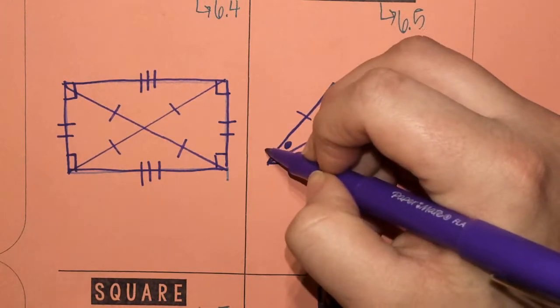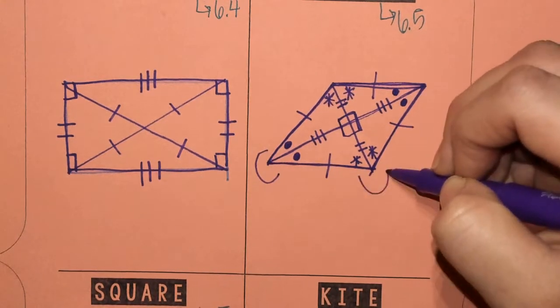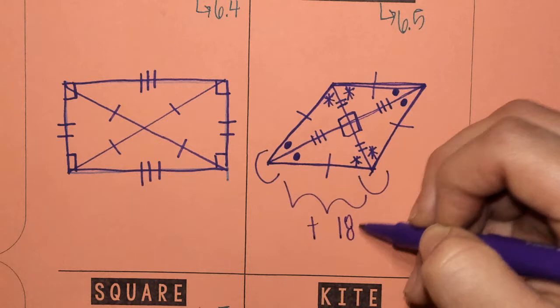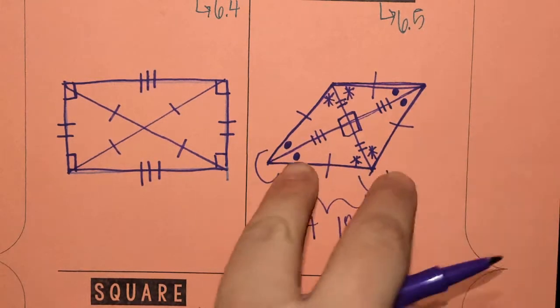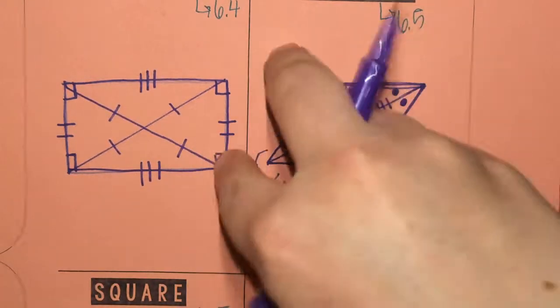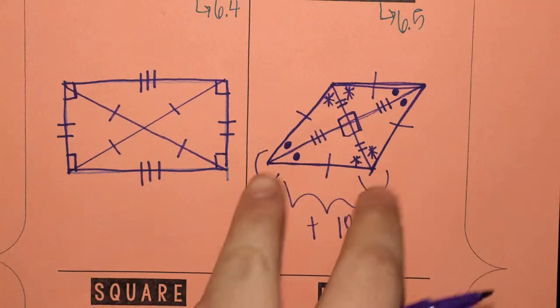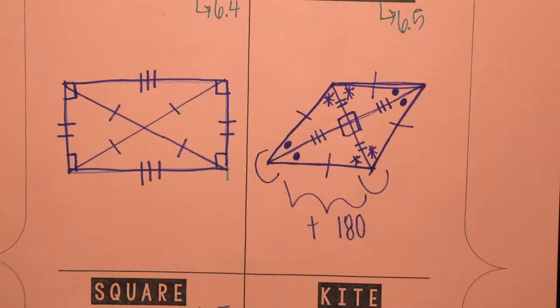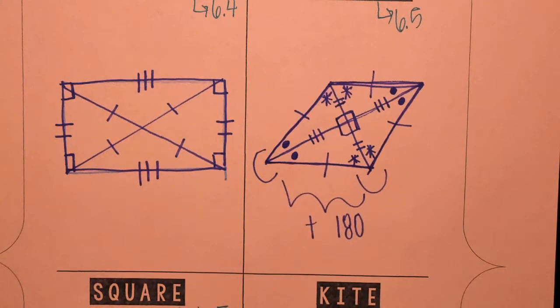Okay, one more property. Consecutive angles, which means this whole angle and this whole angle, add to equal 180. Any two consecutive. So these two, or these two, or these two, or these two. Any two add to be 180.